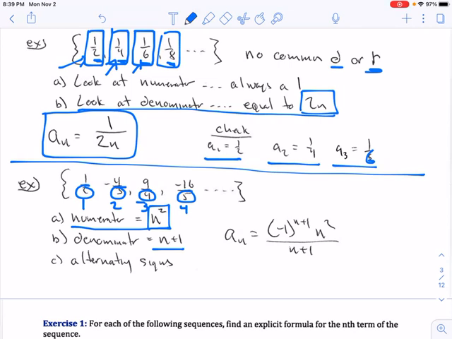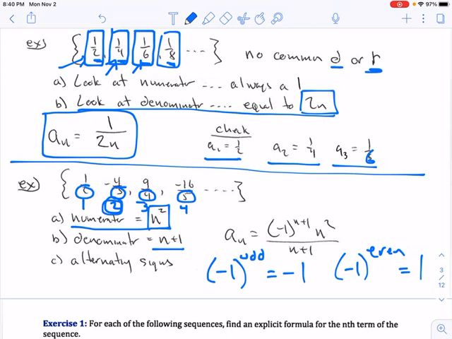Now, the only other thing to do is to figure out how we deal with the alternating signs. And we're going to see a lot of this with our sequences and series, alternating signs. And so generally, alternating signs can be dealt with by using a power of -1. Because we know that -1 raised to an odd power is going to be -1, and -1 raised to an even power will be +1. So -1 raised to a power will either be plus or minus 1, and so that's what gives us the alternating signs.